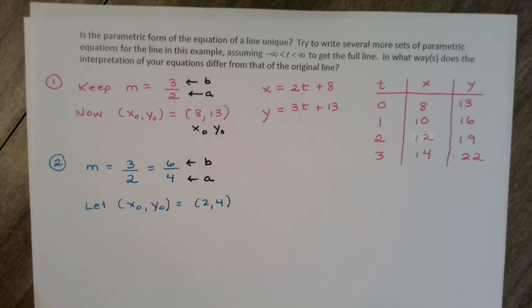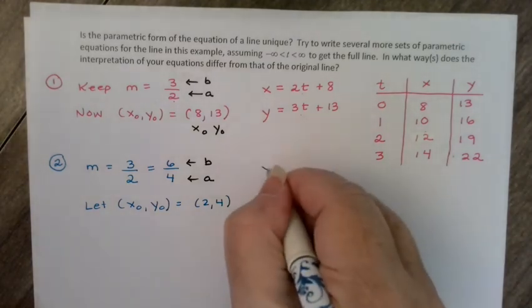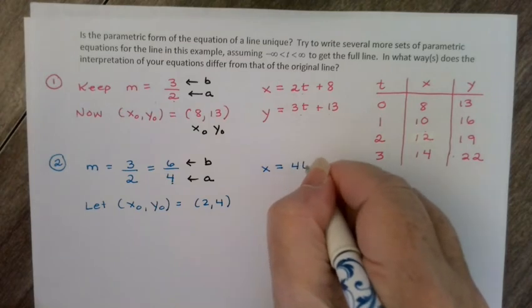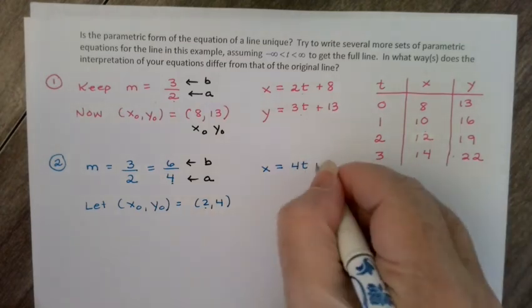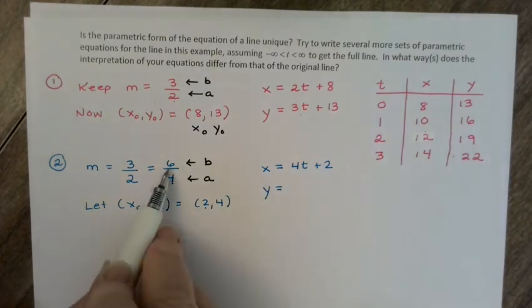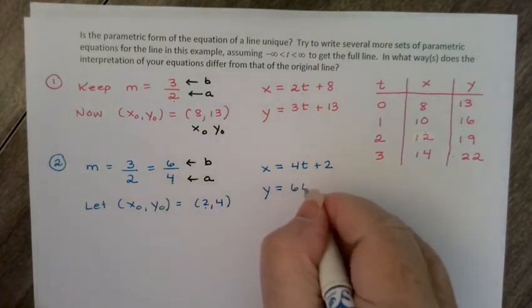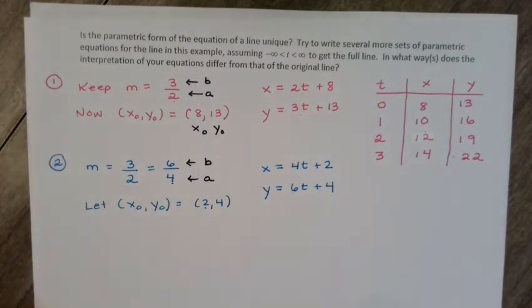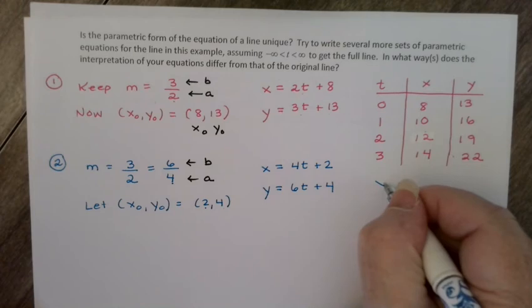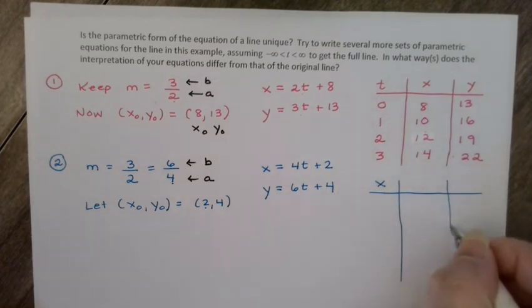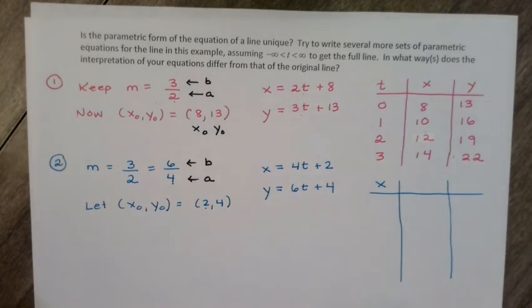Well, using our parametric equation forms, x is 4t plus 2, and y would be 6t plus 4. Let's make a little table of values for that one. Oops, t first.